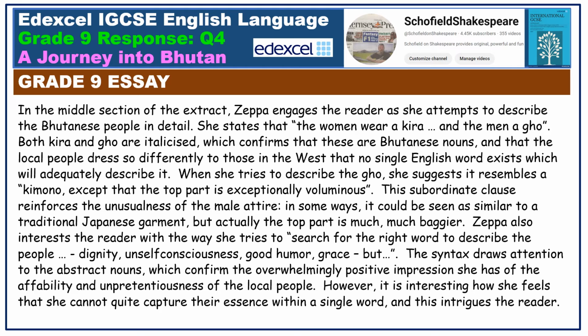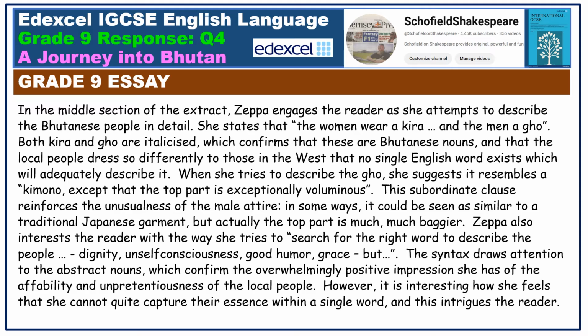In the middle section of the extract, Zeppa engages the reader as she attempts to describe the Bhutanese people in detail. She states that the women wear a "kira" and the men a "go". Both "kira" and "go" are italicised, which confirms that these are Bhutanese nouns and that the local people dress so differently to those in the West that no single English word exists which will adequately describe it.